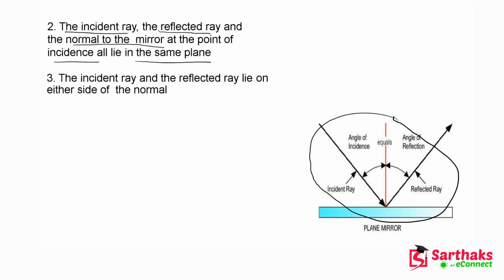Now the third law: the incident ray and the reflected ray lie on either side of the normal. It simply means that they will not be on the same side of the normal. For example, this is your plane mirror, this is your incident ray, this is your normal. If the reflected ray comes on this side, this will definitely not happen, because the laws of reflection of light will always be followed. So the incident ray and the reflected ray will always be on either side. I hope you now know about these three rules.